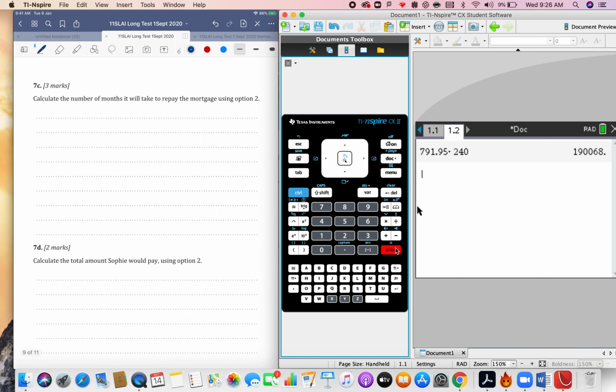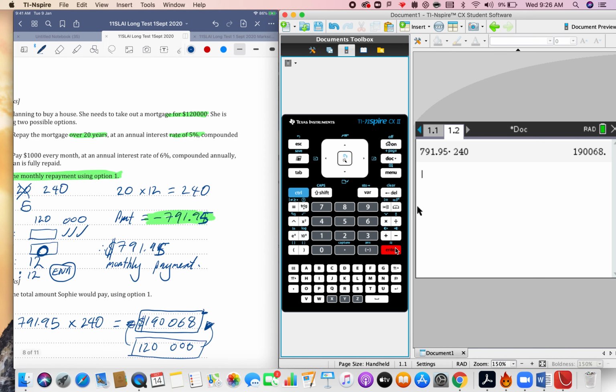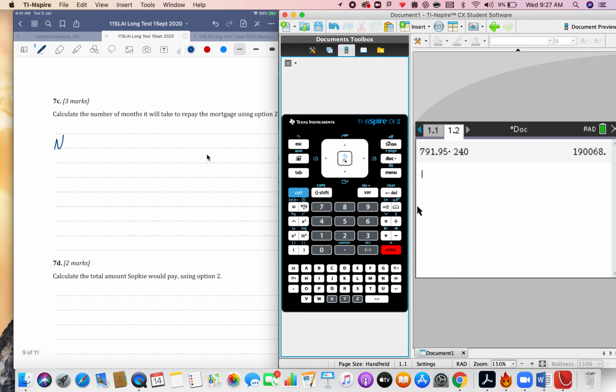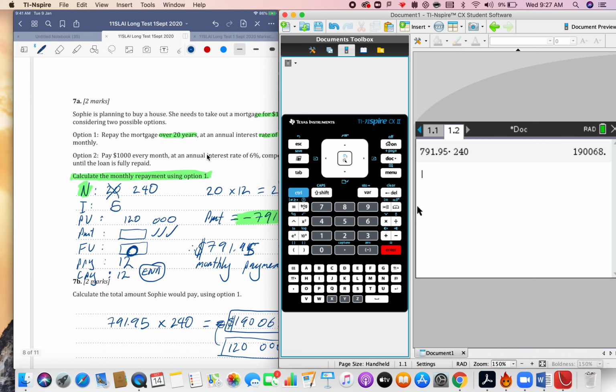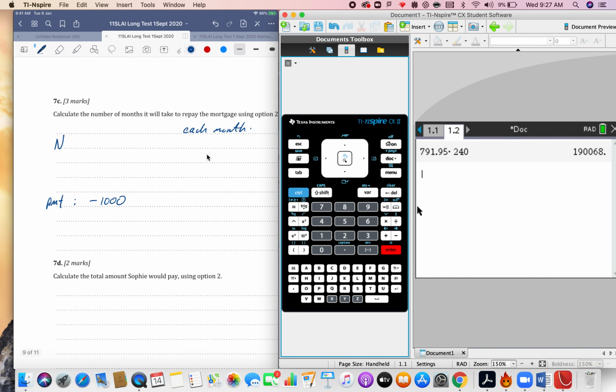Let's have a look. Calculate the number of months it will take to repay the mortgage using option 2. So this looks like another finance solver. We've got N again. Let's go back to see what option 2 is. Option 2 is 1,000 every month. So that payment is negative 1,000 each month. It looks like the payment is per month, and an annual interest rate of 6% compounded annually. So the interest rate is 6%.